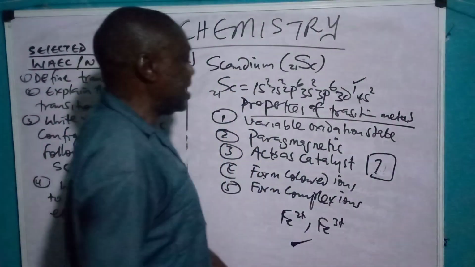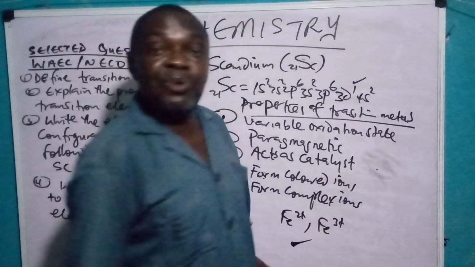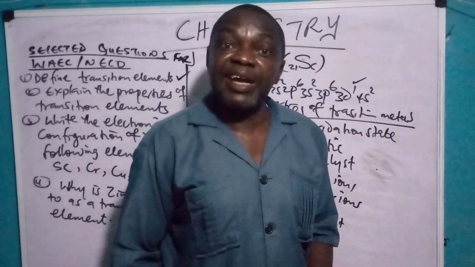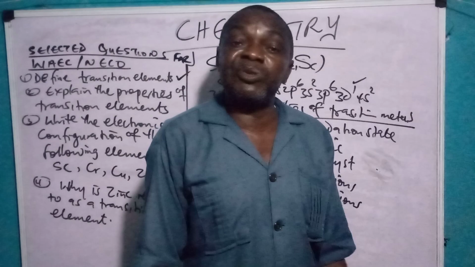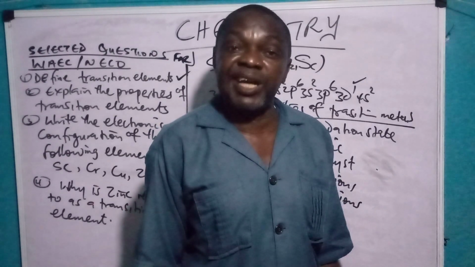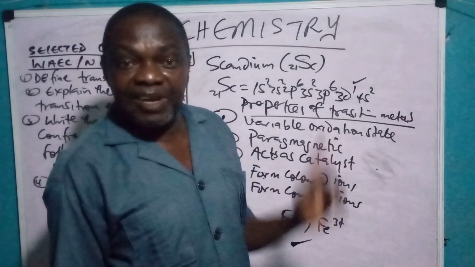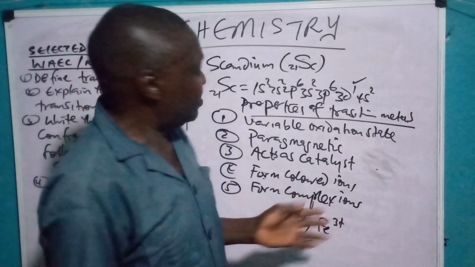Then they act as catalyst by forming an unstable intermediate. They form unstable intermediates which have a very high energy and easily decompose into products, like vanadium. Vanadium can be used as a catalyst for so many reactions. That is an example of a transition metal. Iron also can be used as catalyst.